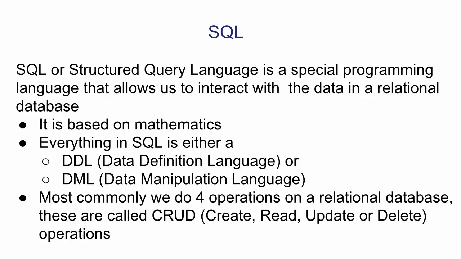SQL. To talk to the database through the client, we use a special language called SQL or structured query language. It is a special programming language that is based on mathematics and allows us to interact with the data in a relational database. In SQL, every command we issue is either a DDL or a DML. Most of the operations in our DBMS are one of the four: create, read, update, or delete, and these are commonly called CRUD. Suppose we have a database of our contacts. Then we will be able to create the contacts, read them, update them, and finally delete them.